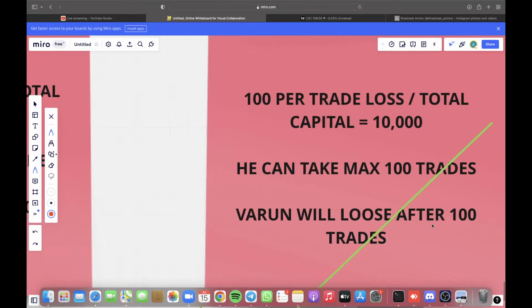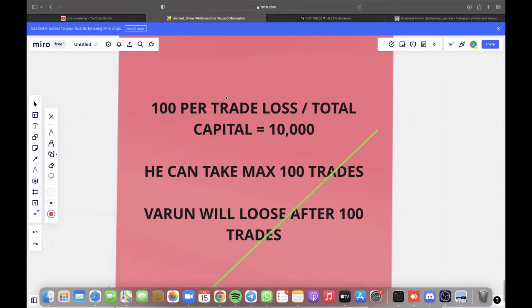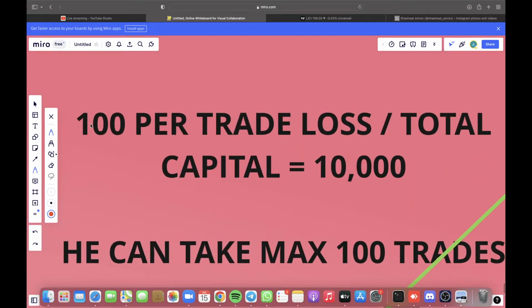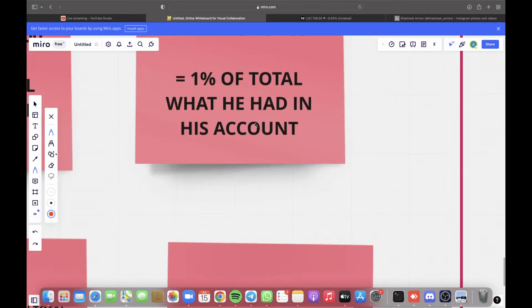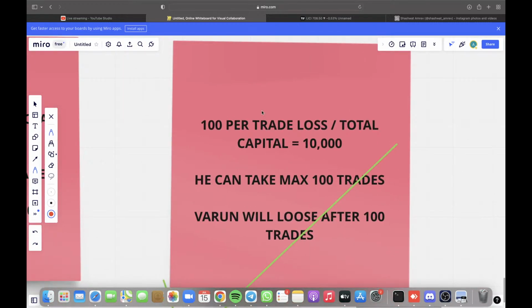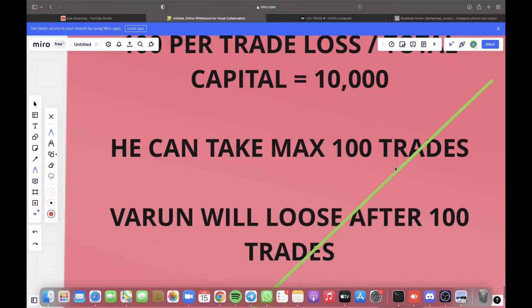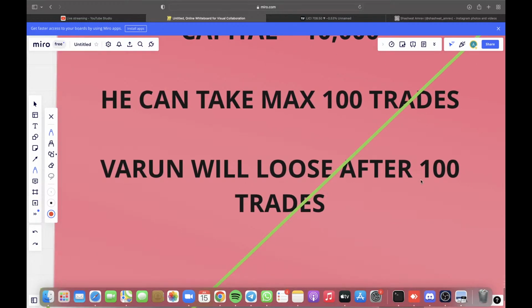But at the same time, over here, how much is he losing? He is losing 1% of capital every trade. So 100 per trade loss, total capital 10,000. He can take a maximum of 100 trades. Now Varun will lose only 100 per trade.